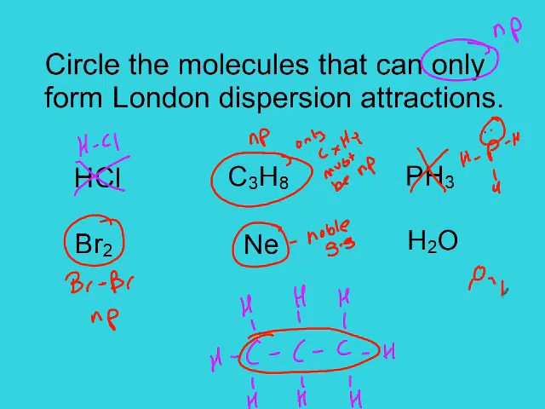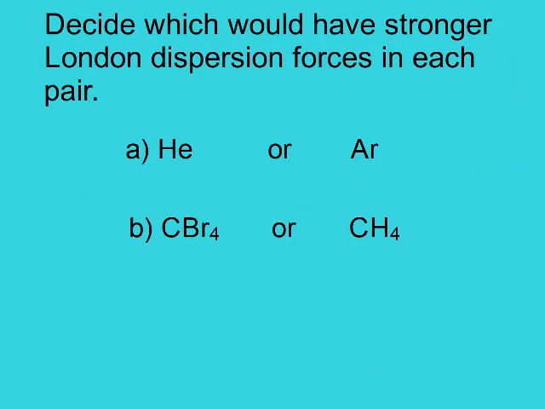And we've seen water earlier, but water has lone pairs, so again, it's not going to be nonpolar. All the ones I X'd out can form London dispersion forces, and they do form London dispersion forces. Just the ones that are circled can only form London dispersion attractions because they're nonpolar. So these 4 molecules and atoms can only form London dispersion forces, so figure out which would have stronger London forces in each pair.